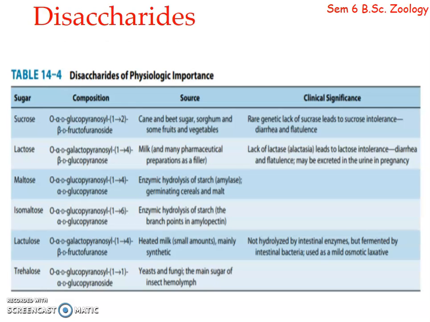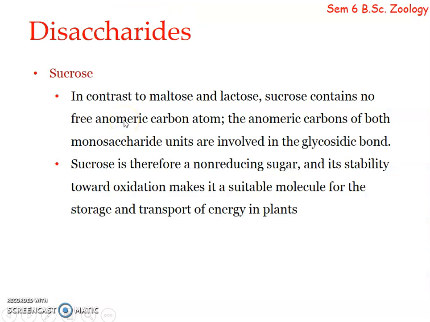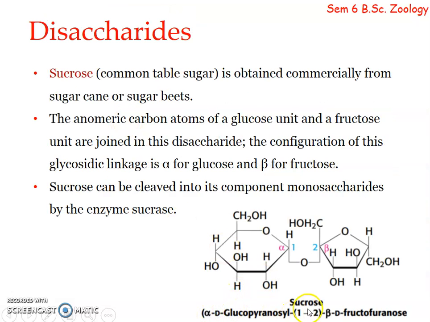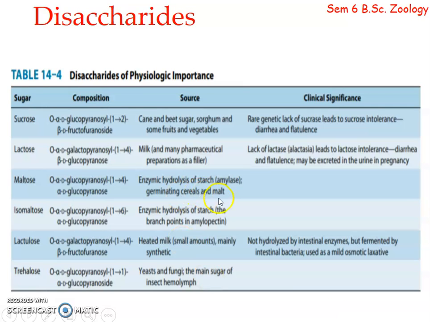So these are the different disaccharides. You can see here sucrose: alpha D glucose and beta D fructose come together to form the disaccharide through the alpha 1,2 glycosidic bond. It is found in sugar cane, sugar beets, sorghum, and some fruits and vegetables. Then what about lactose? Lactose is alpha D galactose and beta D glucose through the bond alpha 1,4. It is found in milk.